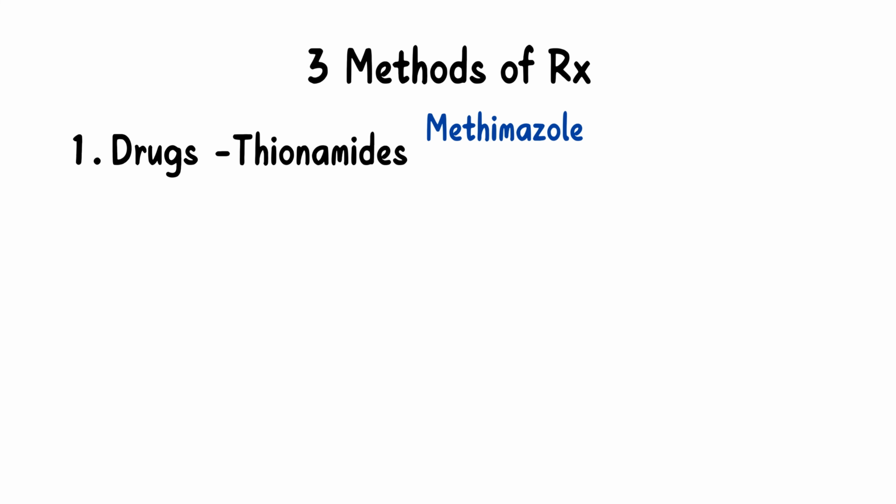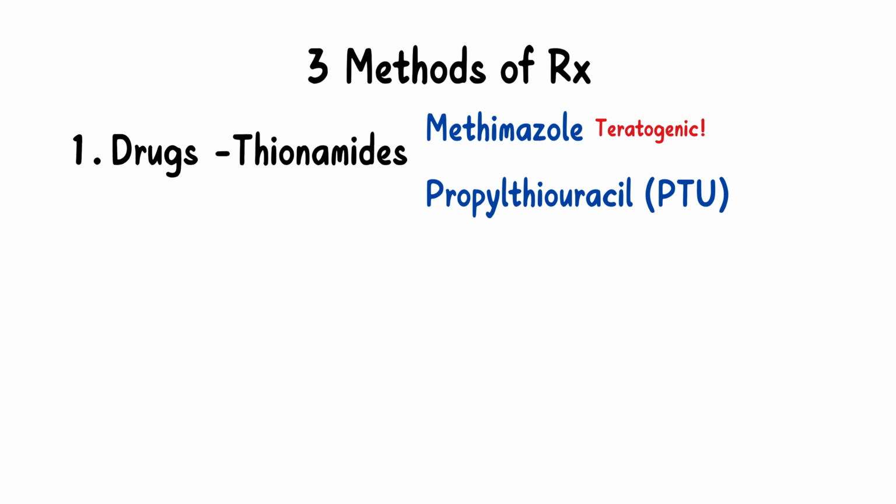Thionamides such as methimazole or PTU can be used to treat Graves'. However, it's important to ask the patient if she's planning on getting pregnant if you're starting methimazole, because methimazole is teratogenic and can lead to a life-threatening complication called aplasia cutis in the baby. Contraception can be recommended to patients taking methimazole. PTU, on the other hand, is safe to use during the first trimester.